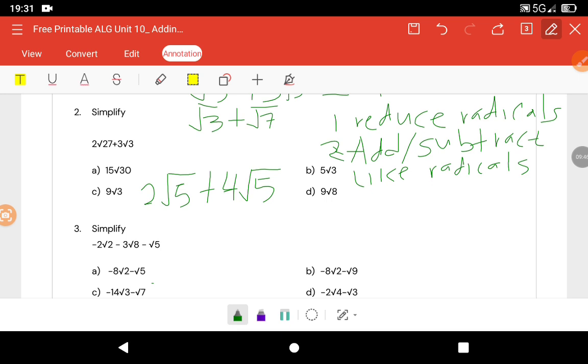It's like saying you have 2x plus 4x. So 2x plus 4x is 6x. So 2 root 5 plus 4 root 5 is going to give you 6 root 5. So for the first exercise question, the final answer is 6 root 5. That's it. So question 1 is solved. Look at question 2. Question 2 says simplify 2 root 27 plus 3 root 3. We're solving that one too.